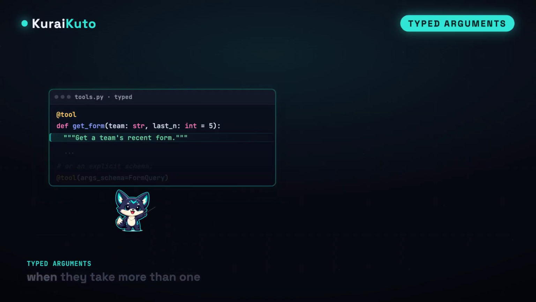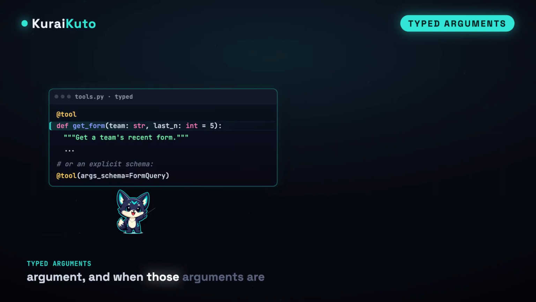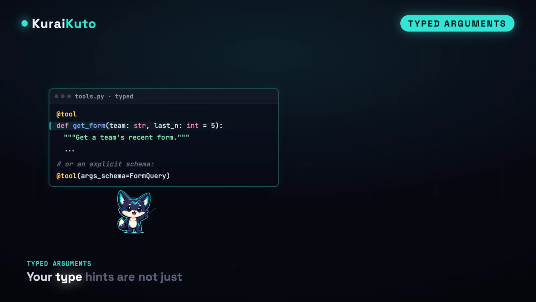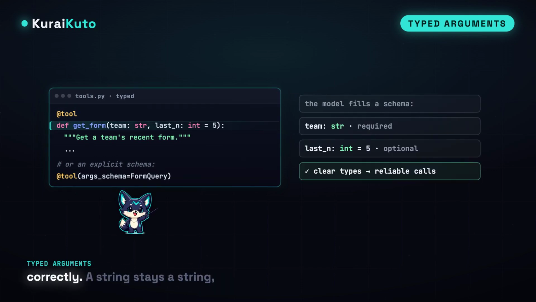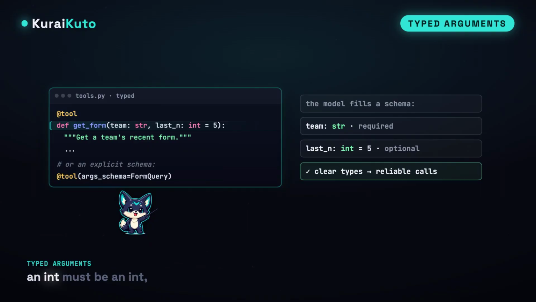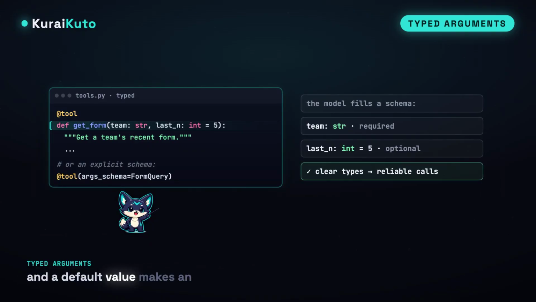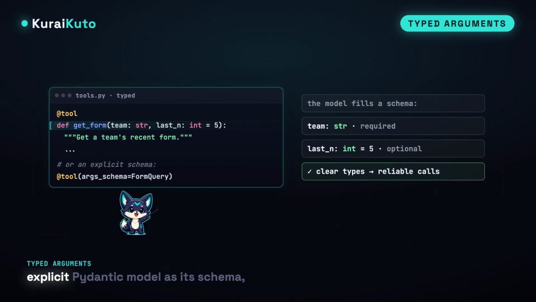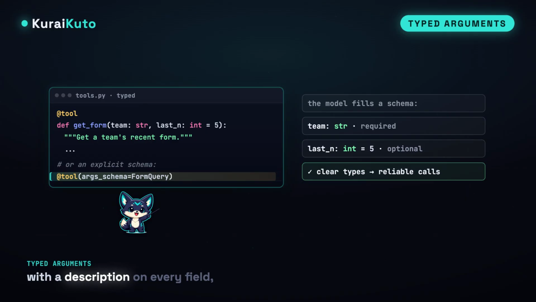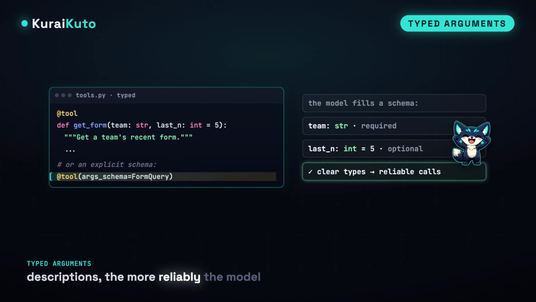Tools get a lot more capable when they take more than one argument, and when those arguments are properly typed. Your type hints are not just for your editor. LangChain turns them into a schema that the model must fill in correctly. A string stays a string, an int must be an int, and a default value makes an argument optional. And when you want full control, you can hand the tool an explicit Pydantic model as its schema, with a description on every field, so the model knows precisely what each one means. The clearer your types and field descriptions, the more reliably the model calls your tool with the right values, instead of jamming everything into one vague string.